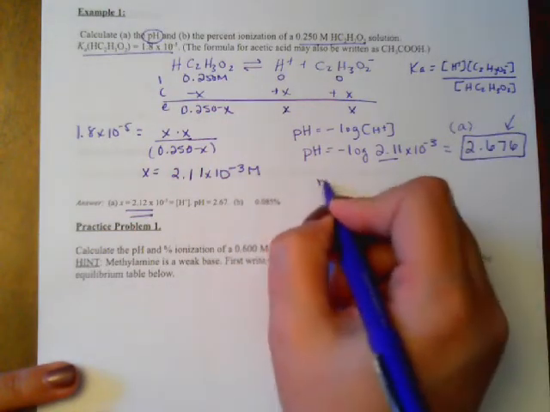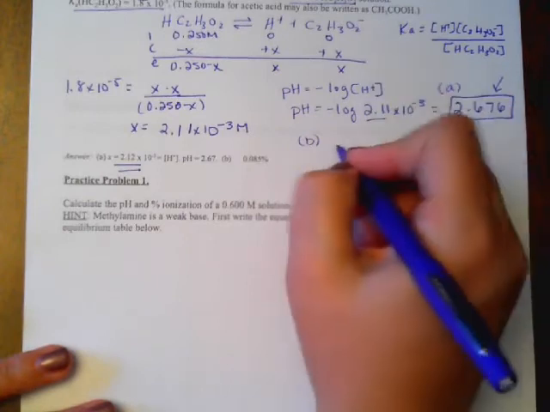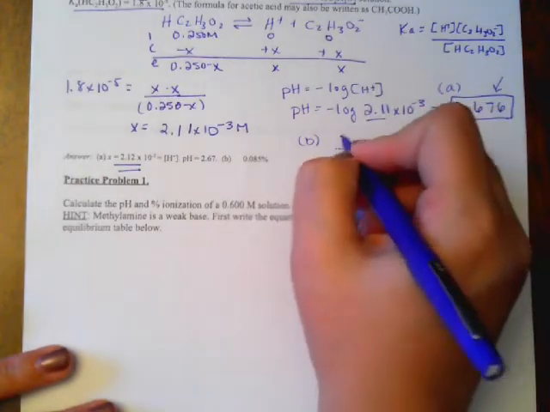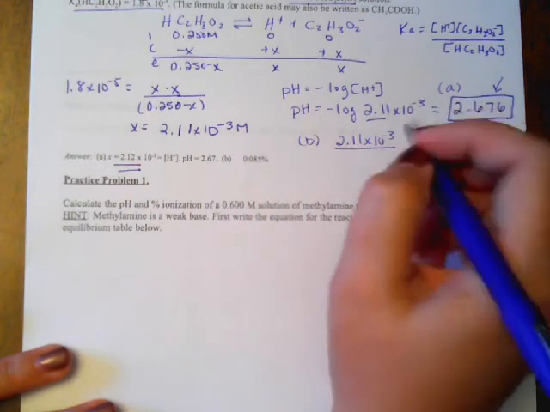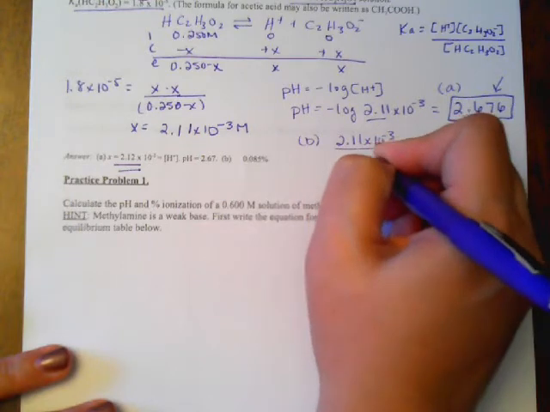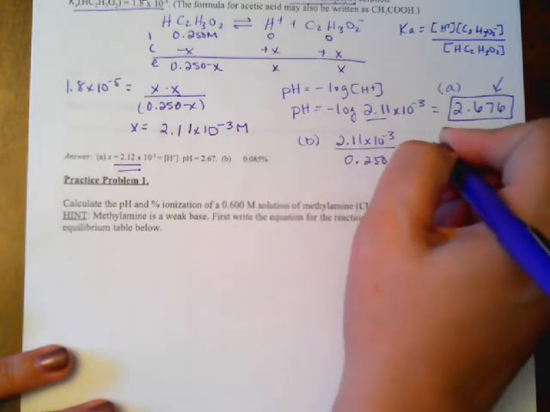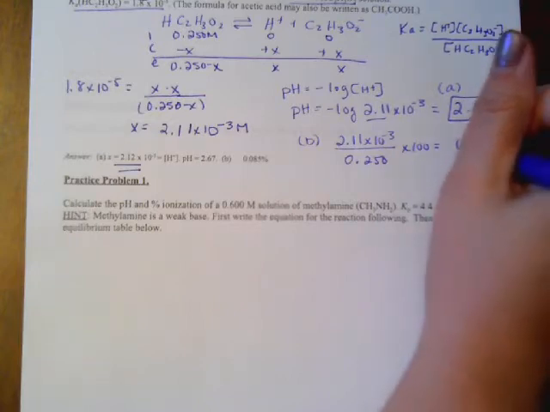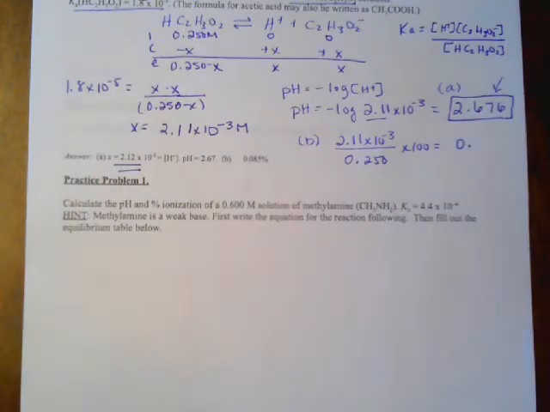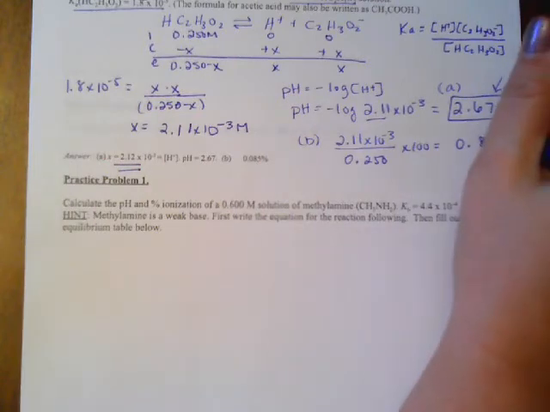Okay, so that's the answer. And then part B was, what is the percent ionization? And again, that's the concentration of your hydrogen, which is 2.11 times 10 to the minus 3, divided by the original concentration of the acid, which was 0.25, and then times 100. So we plug that into our calculator, and we get 0.844%.